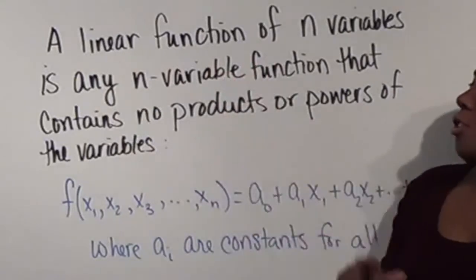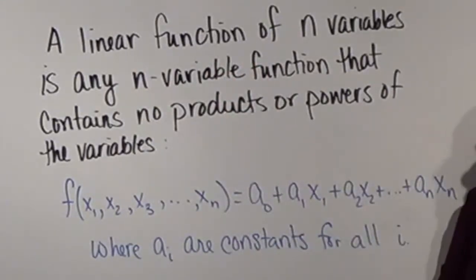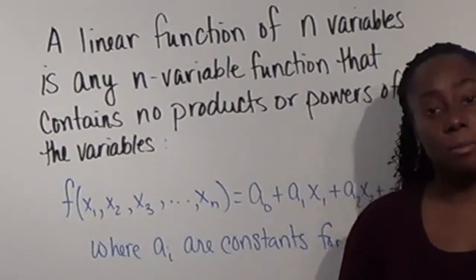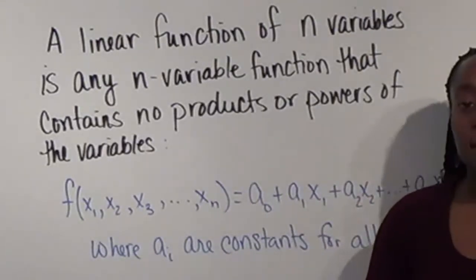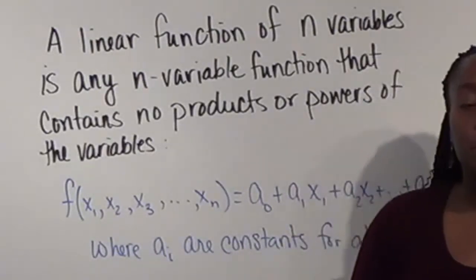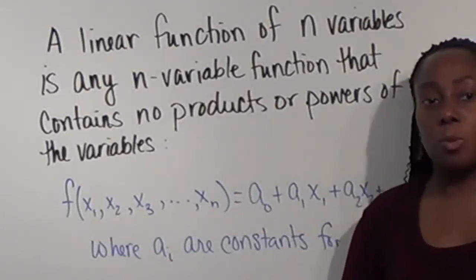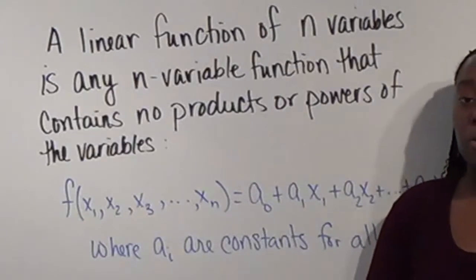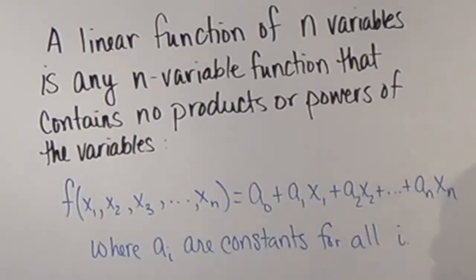A linear function of n variables is any n variable function that contains no products or no powers of the variables. So similarly to what we had in the one variable sense, if we talked about a linear equation in one variable, we were looking at things where there were just x's, there were no products, there were no quotients, and there were no powers or roots of x. Same thing is true here.